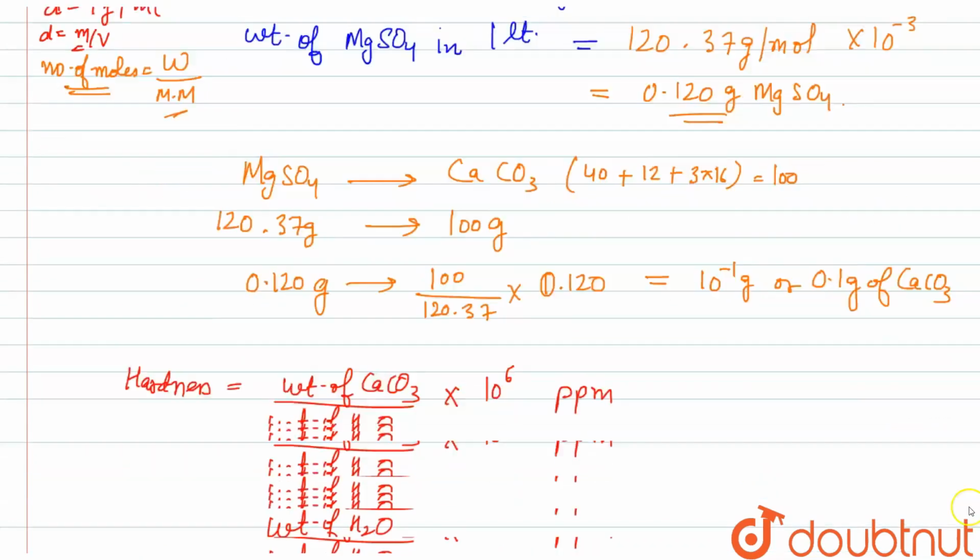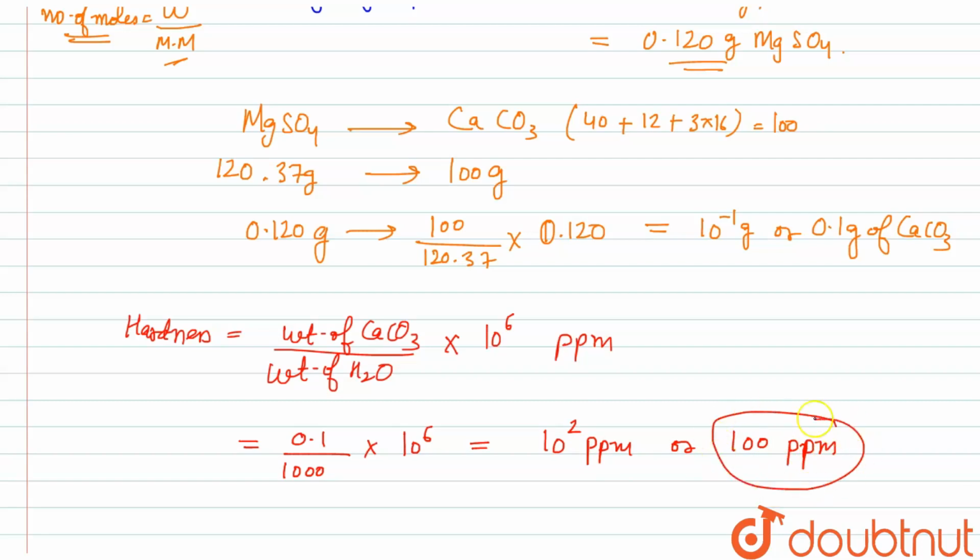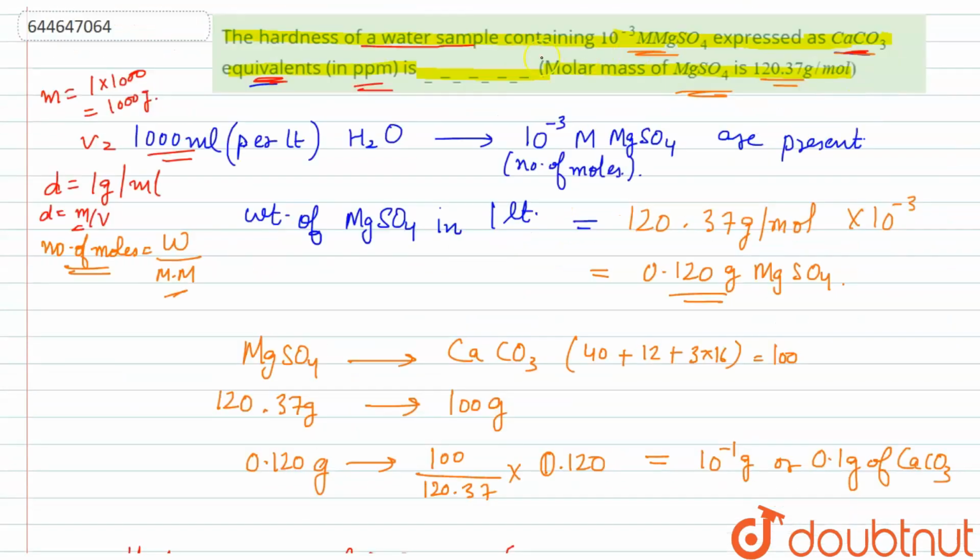Now we will put the value here, keeping in mind that the weight of water should be taken. So weight of CaCO3 we have calculated as 0.1 upon 1000 grams into 10 to the power 6, which comes out to be 10 to the power 2 ppm, or you can write it as 100 ppm. So this is the required answer, 100 ppm.